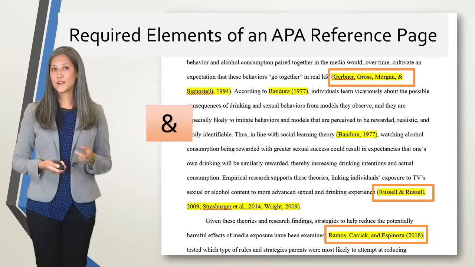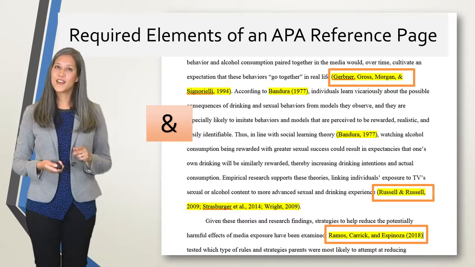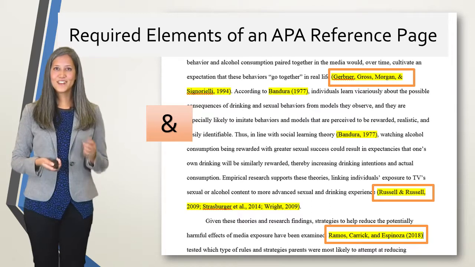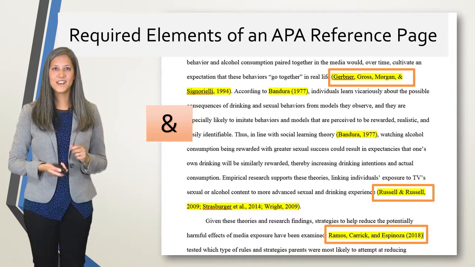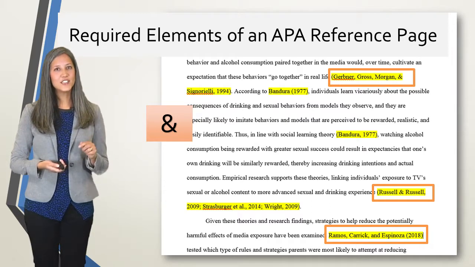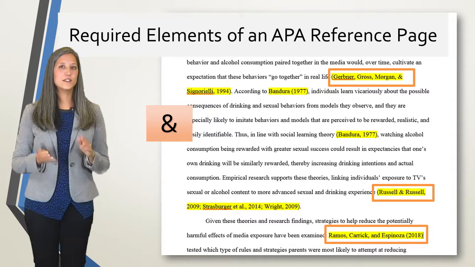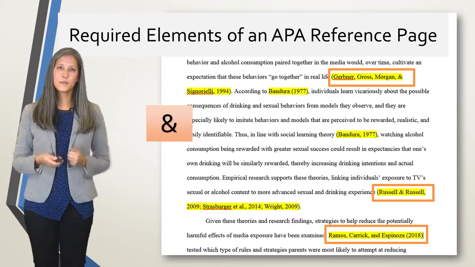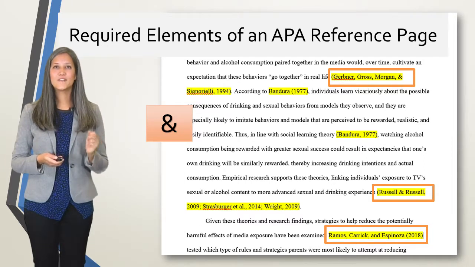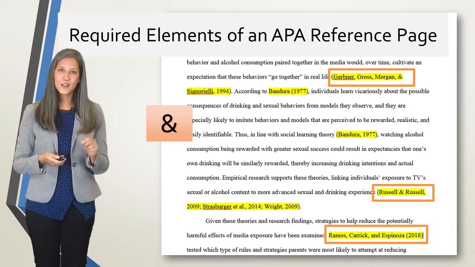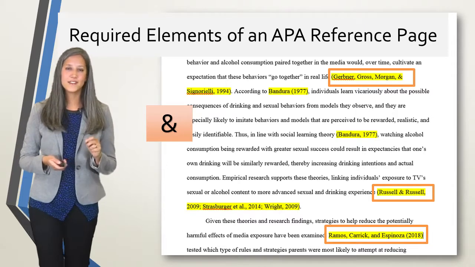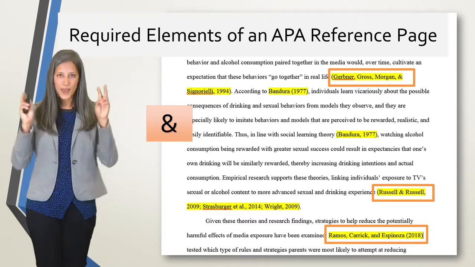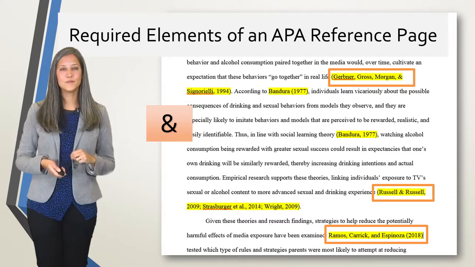One important note about the placement of these citations has to do with the ampersand. An ampersand is an and sign. Take a look at these 3 examples highlighted in yellow. When the citation has more than one author and it appears in parentheses at the end of the sentence, you use an ampersand. But if the citation appears in the actual sentence itself, that is not in parentheses, then you actually spell the word and out.